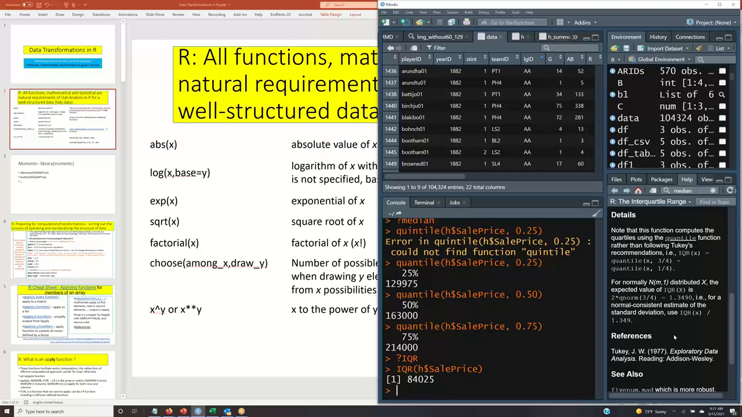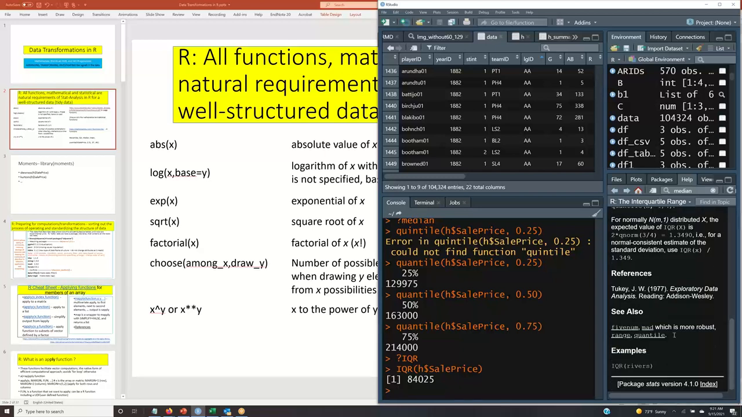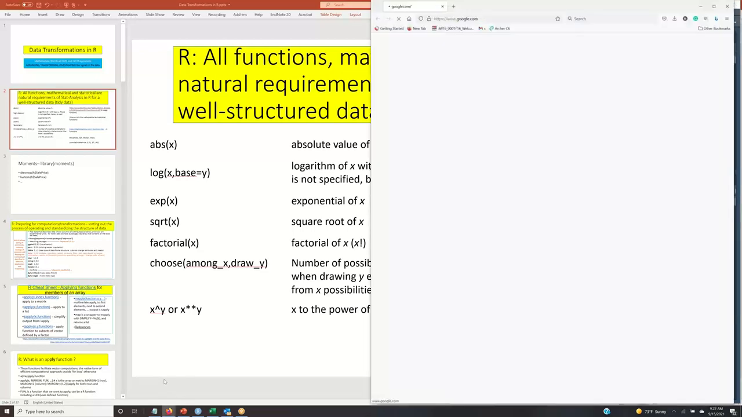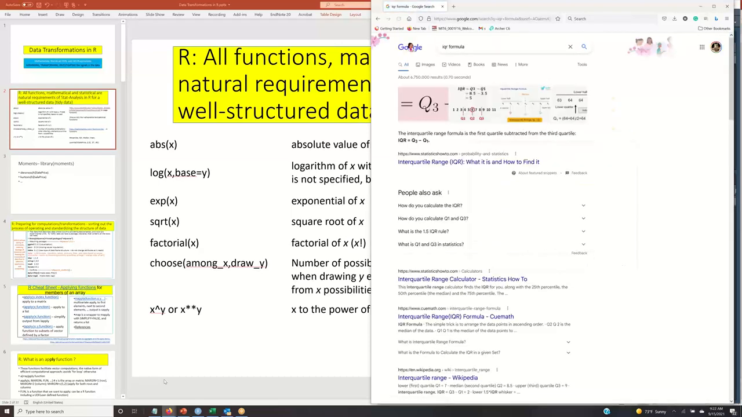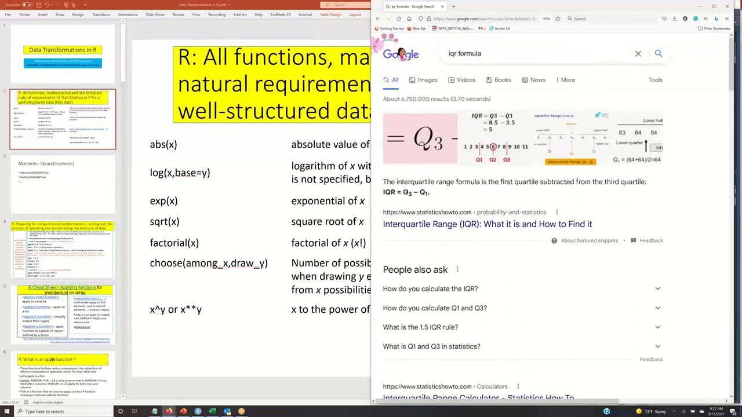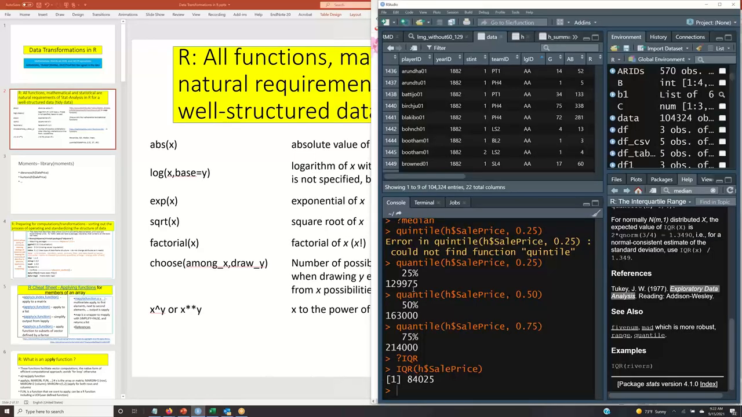If you need the definition, you can check it out here. You may have to go to the reference, exploratory data analysis, or you can see the web. It is used for outliers. So I want to bring that information to you. The interquartile range is Q3 minus Q1, that is quartile 3 minus quartile 1. This minus this. That's what I'm saying. You can check it out also.